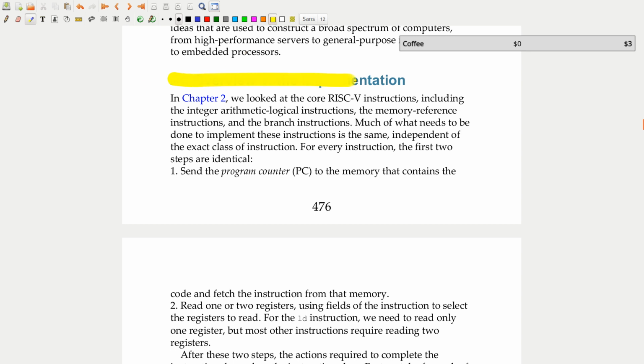An overview of the implementation. So in Chapter 2, we looked at the core RISC-V instructions. We remember from that last lecture, if you haven't seen it, you can go ahead and find it on YouTube. It's linked below. Everything's posted there. And we talked about things like the integer arithmetic, logical instructions, and the memory reference instructions.